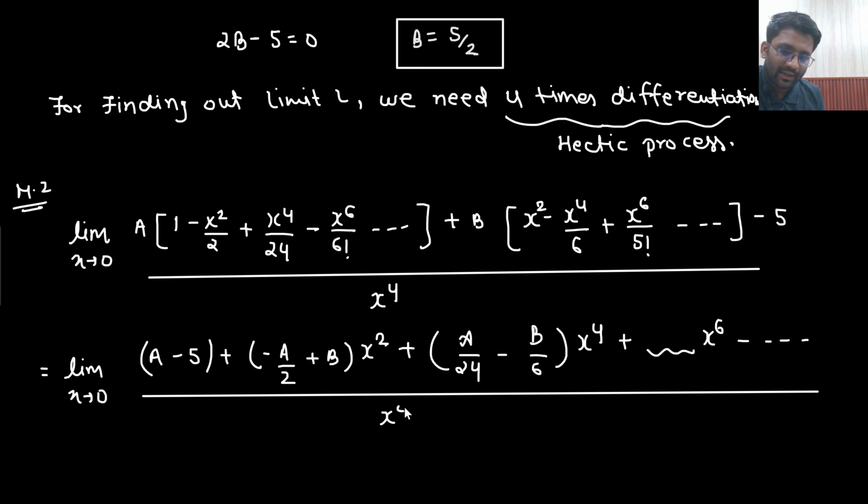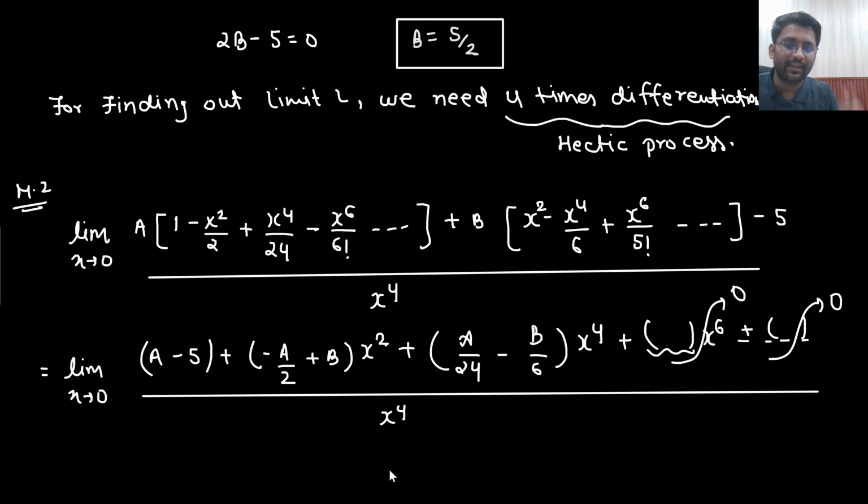Now use your brain and think about it. What if all these factors, I don't care about whatever the factor is there? I know that I will put a limit x tending to 0. So this will tend to 0. All these will tend to 0. But they will also tend to 0. So it will become 0 by 0 form.